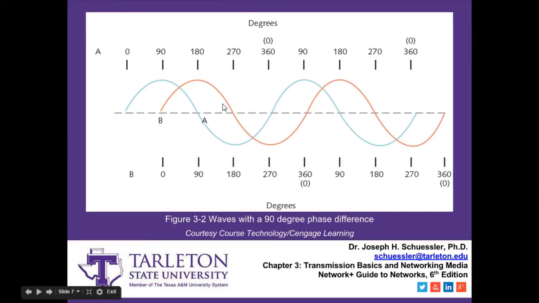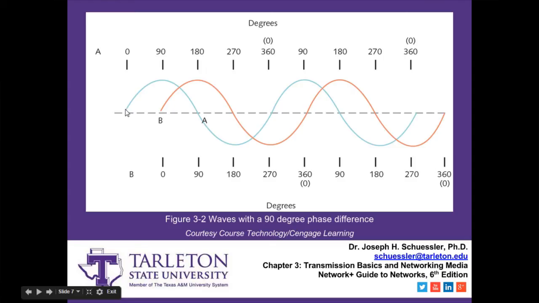Here we're talking about the phase of a wave. When we're talking about phase, we're not actually talking about an individual signal, an individual wave. We're talking about the comparison of two or more waves. And in this case, we've got two waves. They're 90 degrees out of phase.